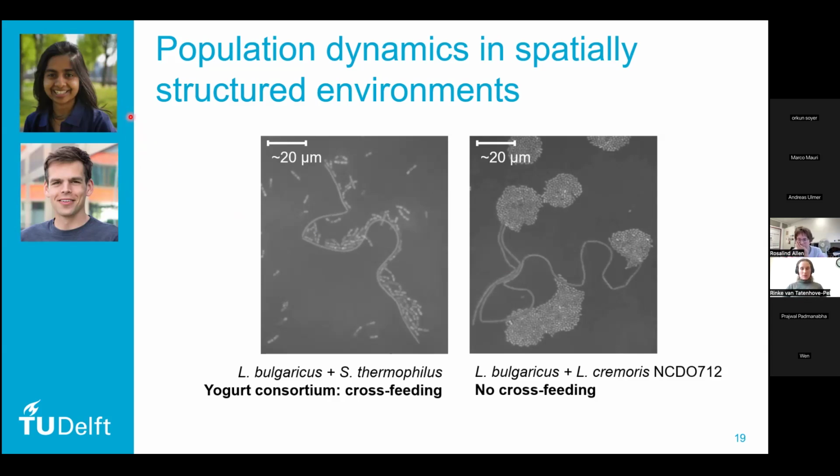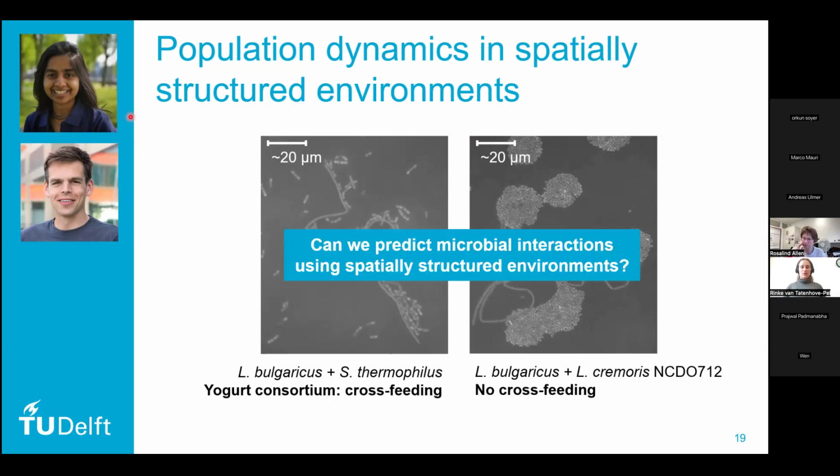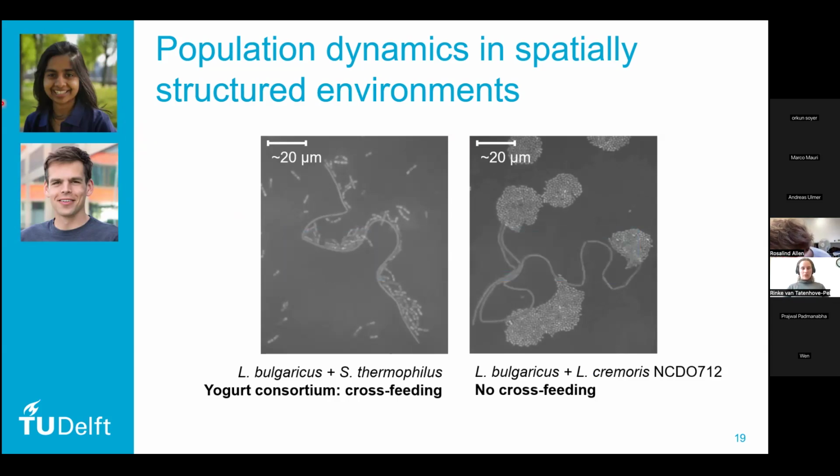And what we now were wondering is, can we predict microbial interactions using these spatially structured environments? So we saw that depending on the interaction, we see a different spatial structure. So does that also mean that by looking at how the cells grow in a spatially structured environment, we can predict whether we are in this case or in this case, where we do have an interaction or where we do not have an interaction?